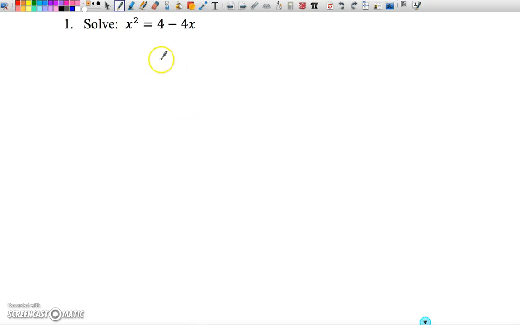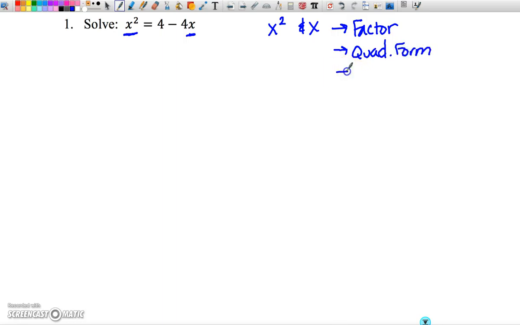So for our first problem right here, the first thing that I need you to notice, and this is really super important, is the fact that there's an x squared and an x. Anytime that there's x squared and x within the same equation, your options are to factor, if possible, you can do the quadratic formula, you can graph, and then you're looking for x-intercepts. So these are your options here.